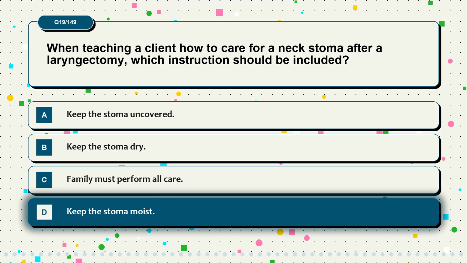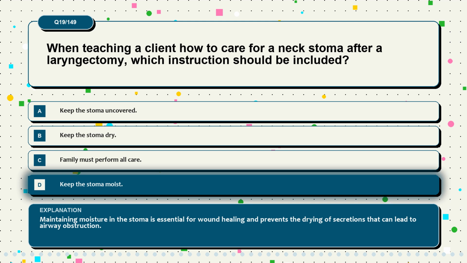The correct answer is option D, keep the stoma moist. Maintaining moisture in the stoma is essential for wound healing and prevents the drying of secretions that can lead to airway obstruction.